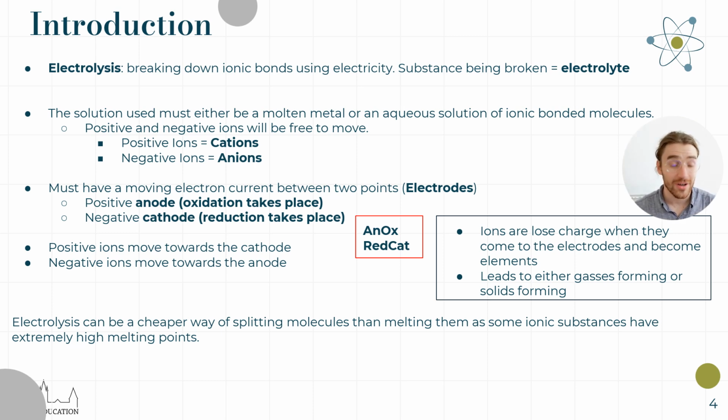What electrolysis can be used for is extracting metals. We're going to look at an example of that later, but it's going to be a lot cheaper than melting them down to refine these ores. So AN OX, RED CAT, OIL RIG.